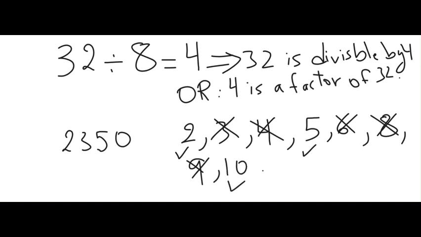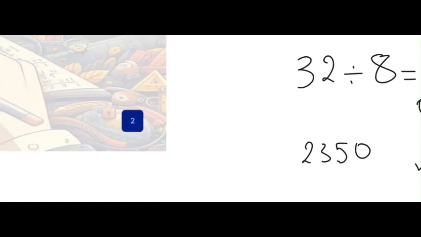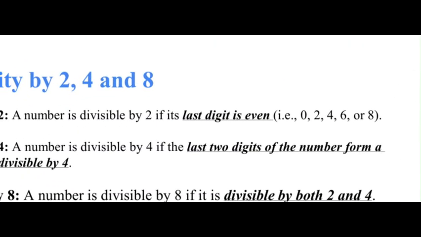How did I know this immediately when I just looked at the number? Here come what we call divisibility rules. We are starting first with the divisibility by 2, 4, and 8.